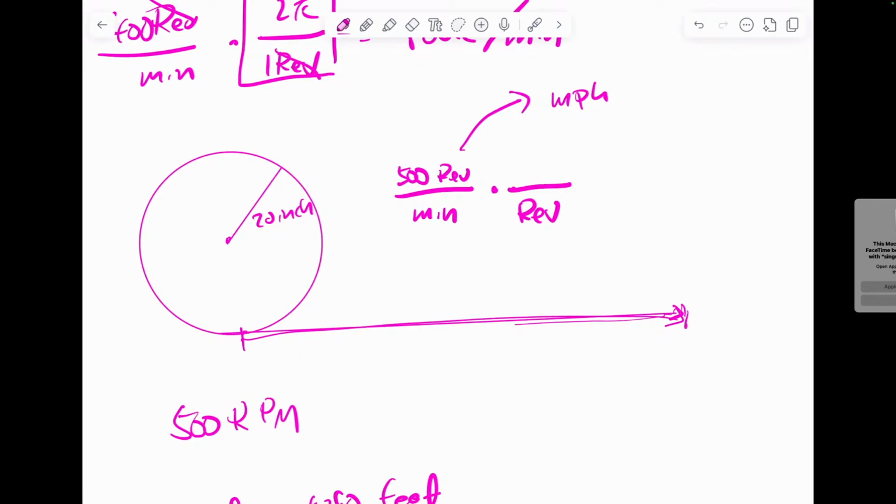And then each distance is the circumference. So it will be 40 pi. Why? Because the circumference of a circle is 2 pi r. So therefore it's 2 pi times 20. So it's 40 pi. That means this one becomes 40 pi inches. Does that make sense? Because one revolution, I go 40 pi.